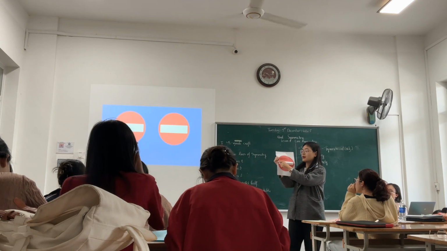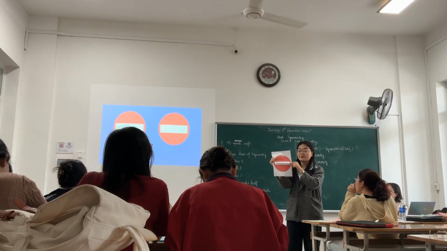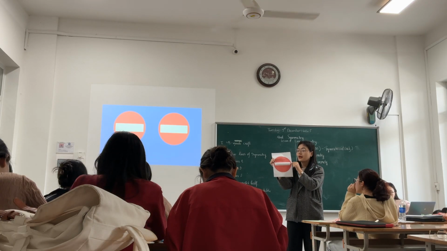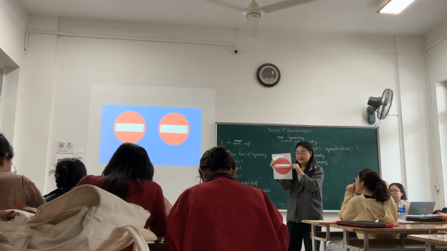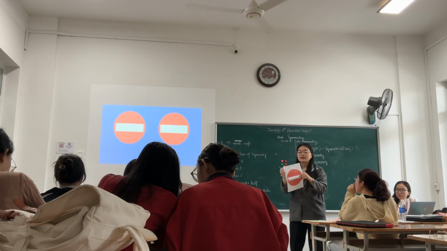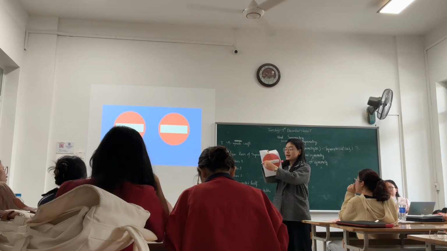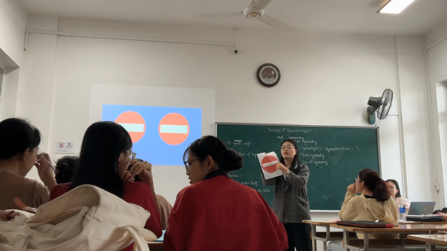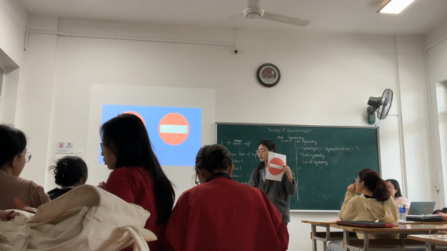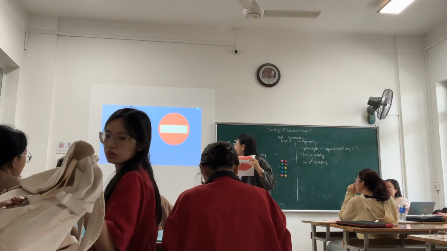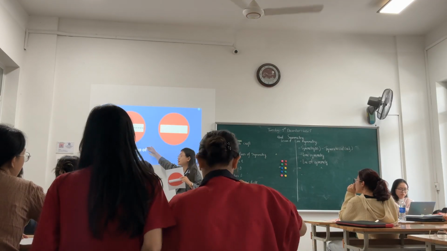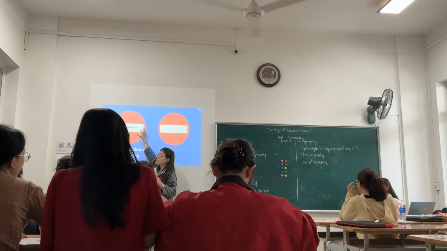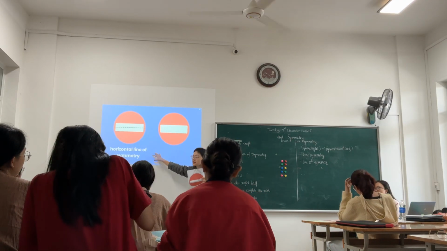So look at here is the line of symmetry. So is the line horizontal or vertical? Yes, it's horizontal. So recall this is the horizontal line of symmetry. And it will look like this. It is the horizontal line that divides a shape into two exactly equal halves.